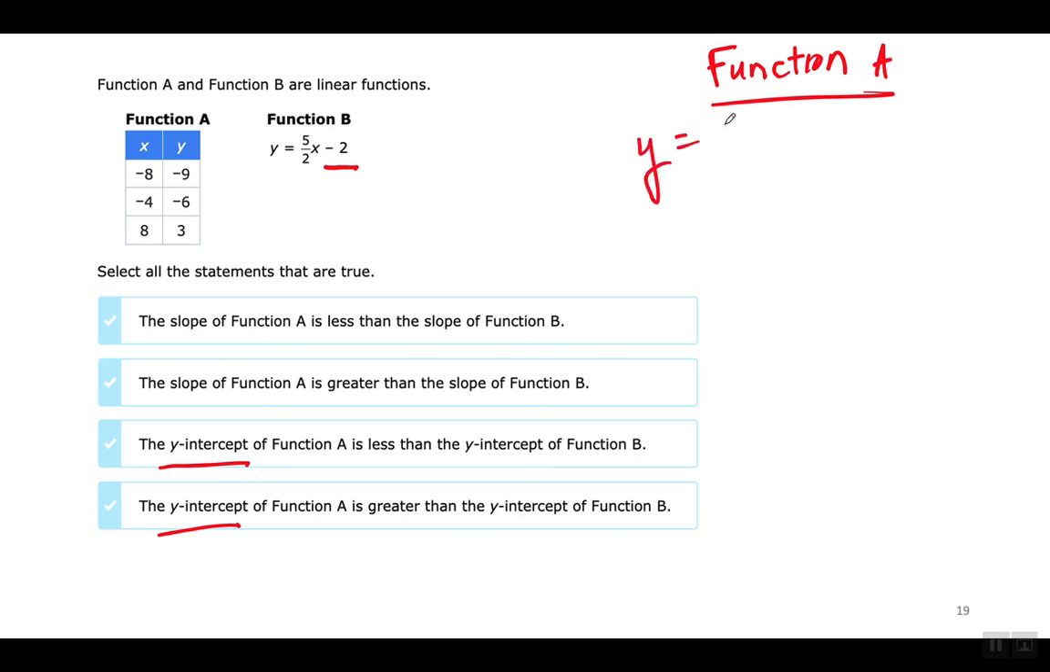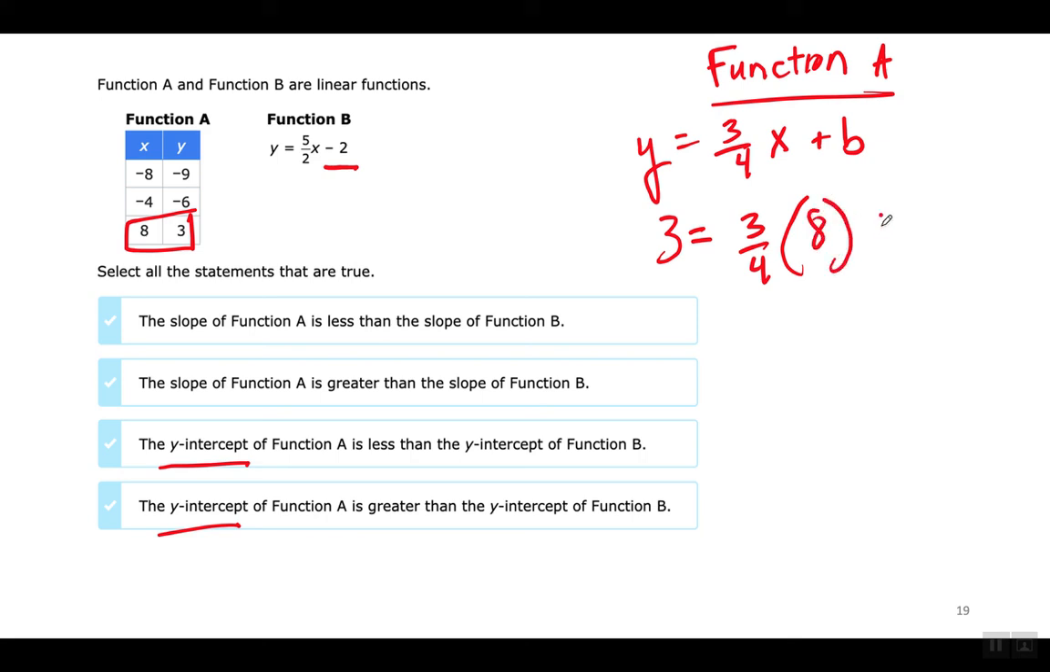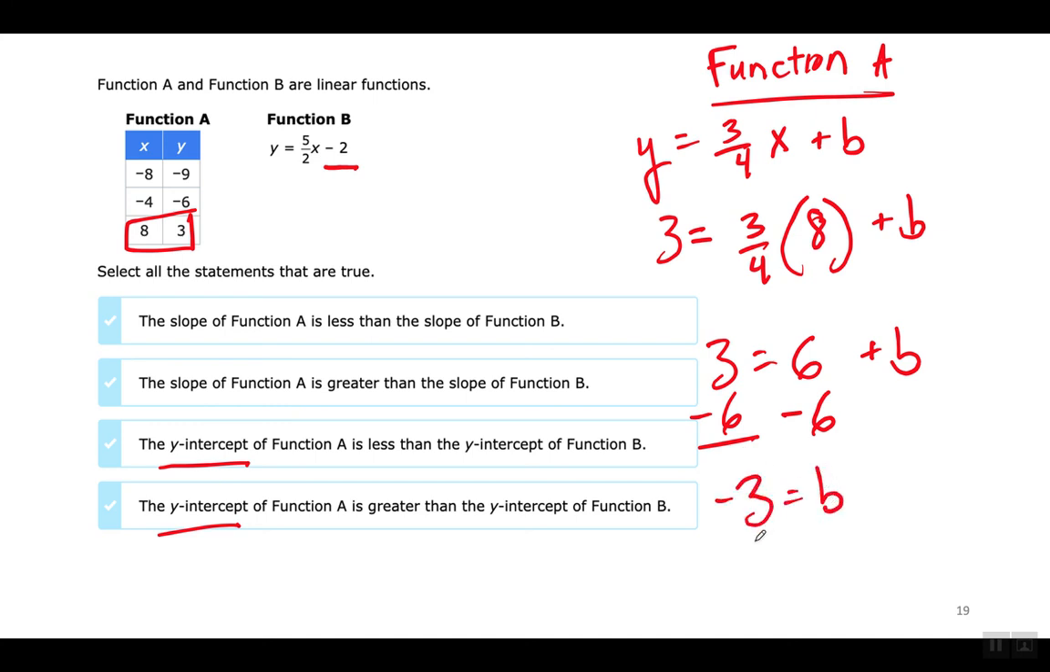Alright, so we said the slope was 3 over 4. So now I'm going to substitute, let's substitute the 8 and the 3. Okay, voy a sustituir el 8 y el 3. Okay, so you do 8 divided by 4, which is 2. 2 times 3 is 6. 8 dividido por 4 me da 2 y 2 por 3 me da 6. And now just move the 6 to the left by subtracting. So b equals negative 3. B igual a negativo 3.